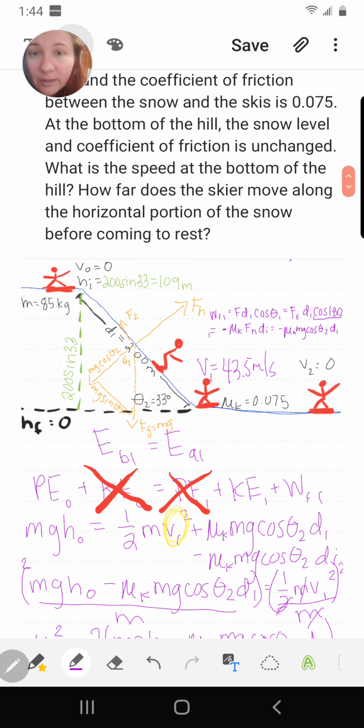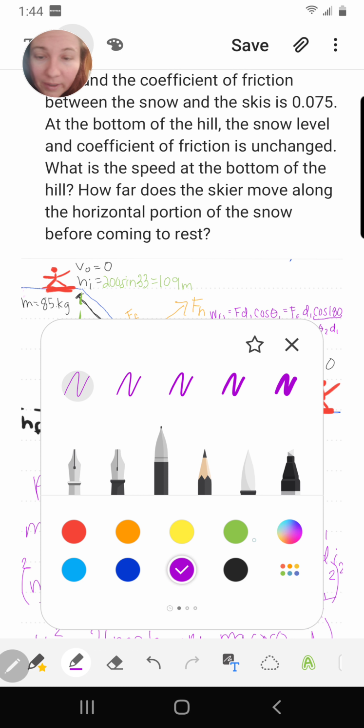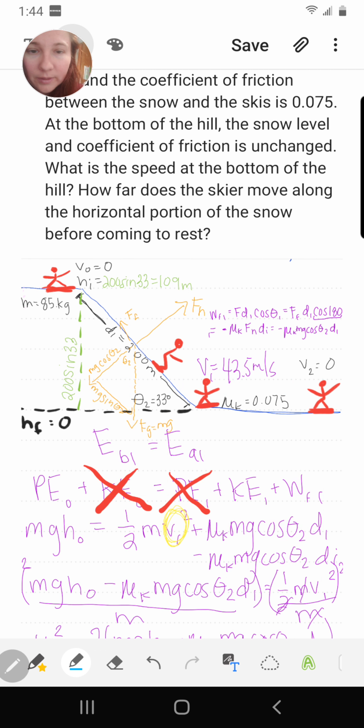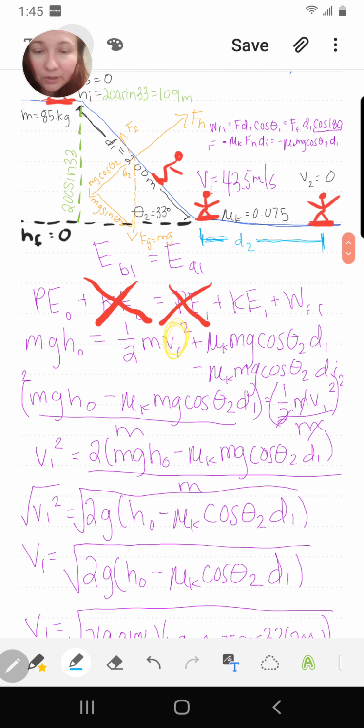What else do we need to figure out? How far does the skier move along the horizontal portion of the snow? Well, that is this distance right here, and we're going to label that as D2. Okay, so in order to figure that out, we need to consider conservation of energy.